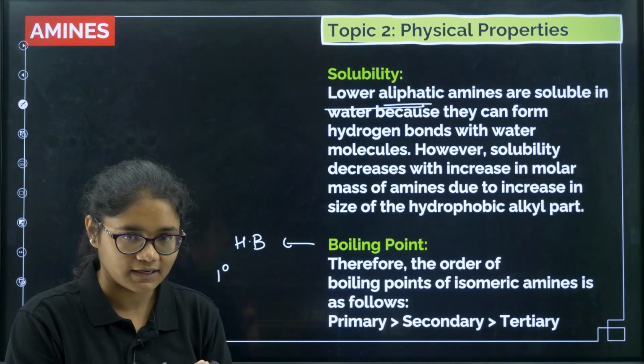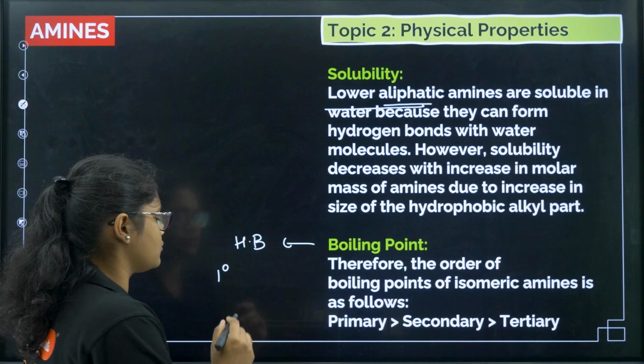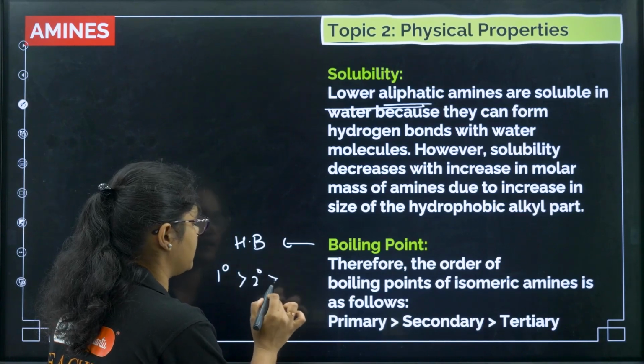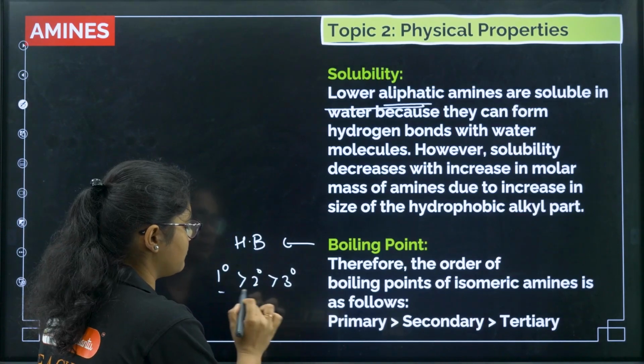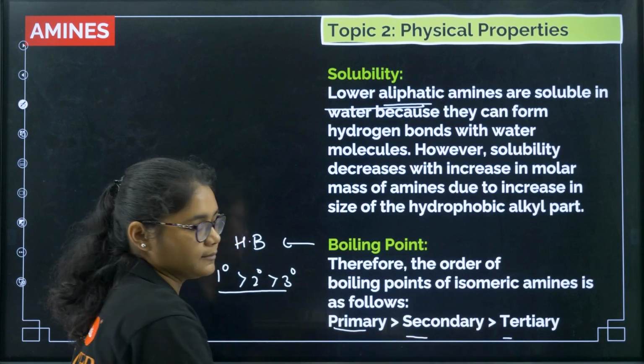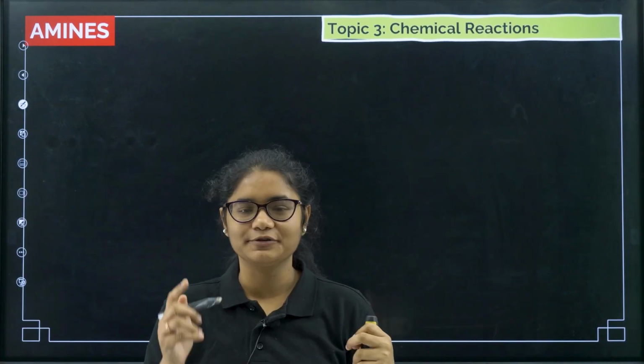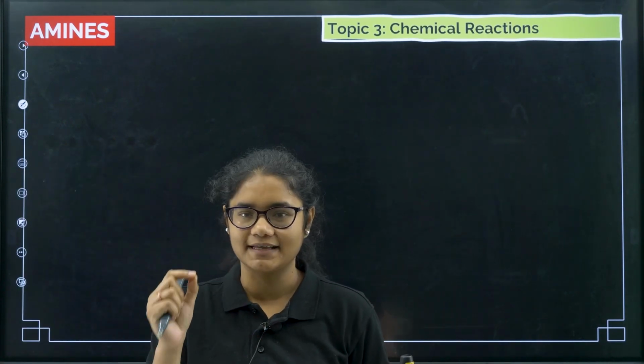Tertiary amines do not have any hydrogen. So hydrogen bonding is stronger in primary, then secondary, and then tertiary. So based on that, the boiling point order is also this one. Okay, now let us go to the third topic of the revision, that is chemical reactions.